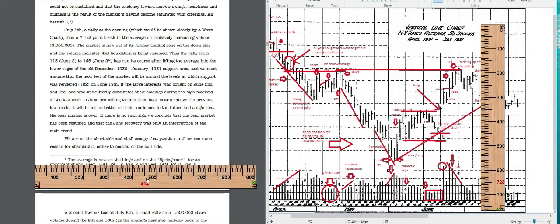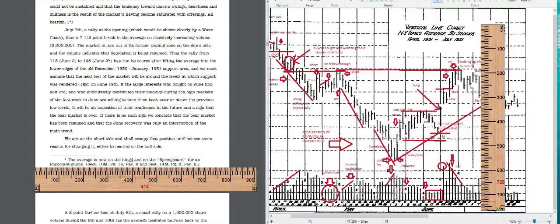This concept here is extremely important. The average is now on the hinge and on the springboard for an important slump. So this is what Wyckoff was really big on. He's not big on springs. That came later, but he's very big on springboards. He mentions them many times, and what we want to do is connect the logic.